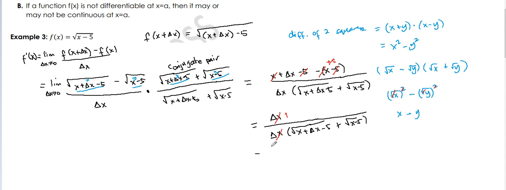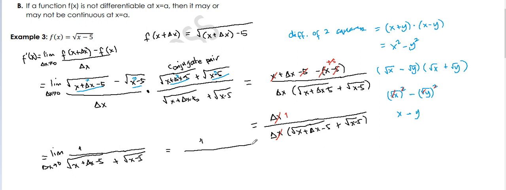Okay, balik tayo dito. So we have here the limit of 1 all over square root of x plus delta x minus 5 plus square root of x minus 5. Okay? As delta x approaches to 0. Ayan. And since ang ating pong delta x nag-approach sa 0, so yung naiwang delta x dito, pagkita natin ng 0. So we have here 1 over square root of x plus 0 minus 5 plus square root of x minus 5. So magiging 1 over square root of x minus 5 plus square root of x minus 5.